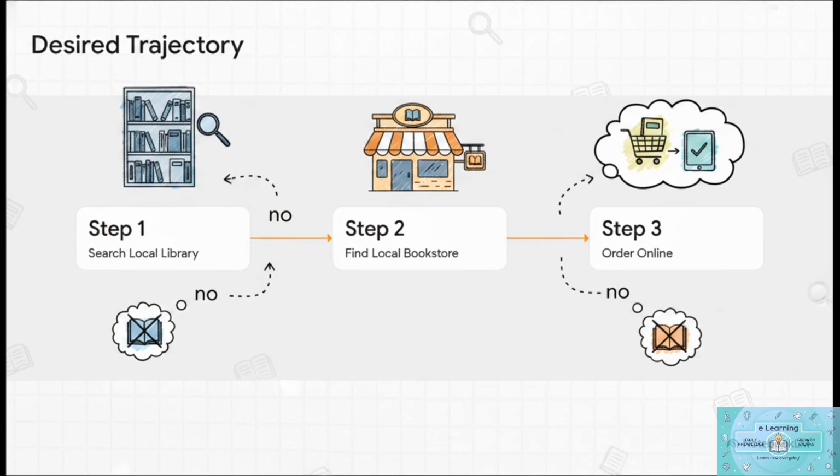So, for our Bookfinder agent, if a user just says, "Get me this book," we have a desired trajectory in mind, right? A logical sequence. First, check the local library. That's the cheapest option. If it's not there, okay, try a local bookstore to support the community. If all else fails, then, and only then, order it online. This is the ideal, most efficient path we want our agent to take.